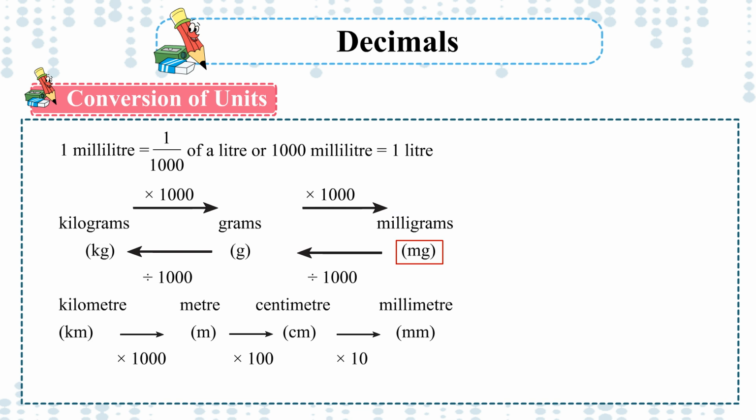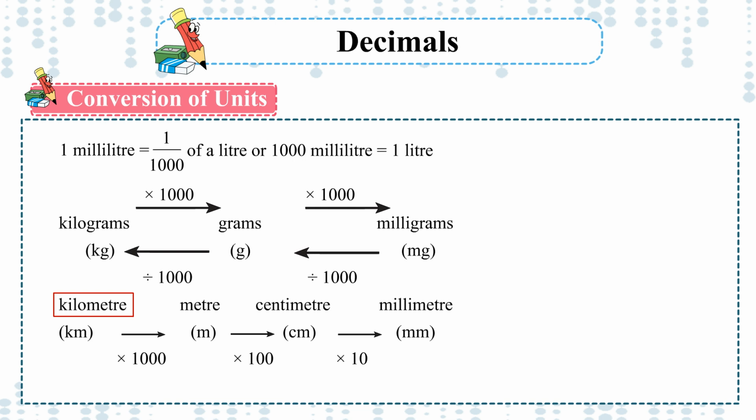And whenever we convert the smaller unit to a bigger unit, like we have to convert milligrams to grams, then we will divide. Like 1 divide by 1000. And whenever we convert grams into kilograms, then we will also divide by 1000.